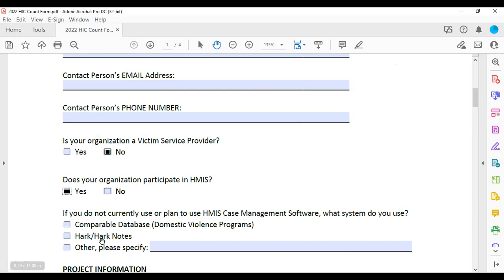If you don't use either, or you use HIC or anything else that you use to capture, what type of software do you use to capture yours? Do you use HMIS? You do. Okay. And I know for the veterans, like Matt and Paul, I think you use Homes. Is that correct? That is correct. So you would check other and put Homes in there.